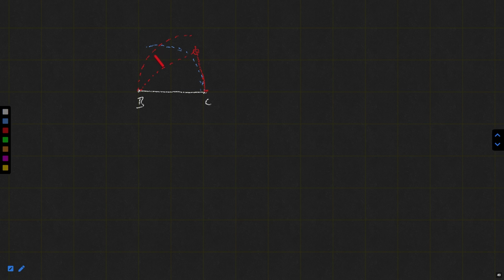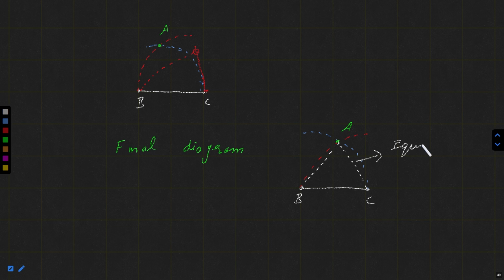Okay, and both the red and the blue arc will intersect at some point, and that point we name it as A. So the final diagram will look like this. The line segment B and C, the two arcs, the blue one and the red one, intersecting at point A, and now at last we join A and B and A and C, and this will be our equilateral triangle. I hope the construction is clear to you.